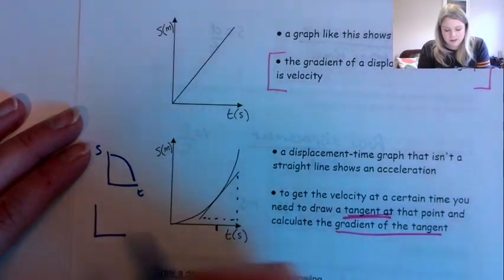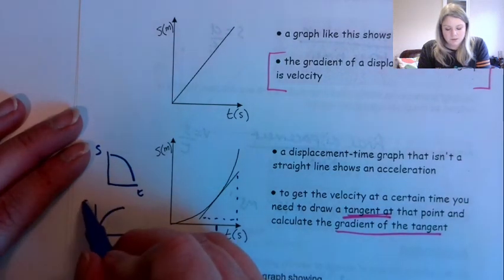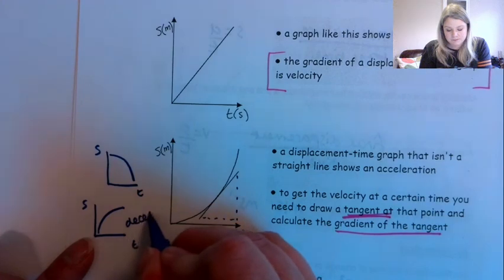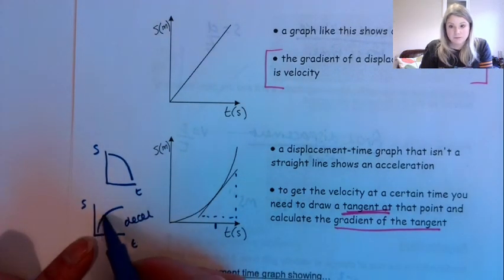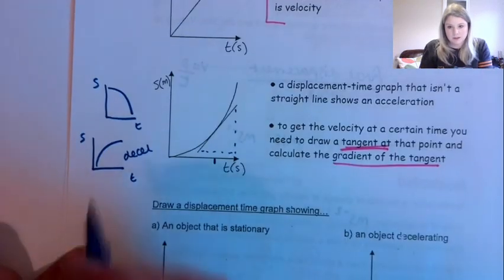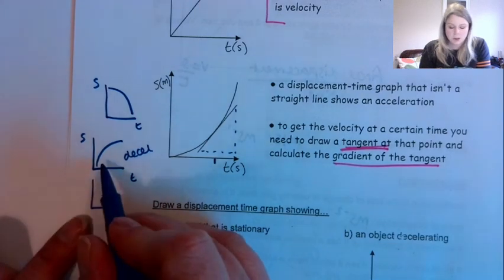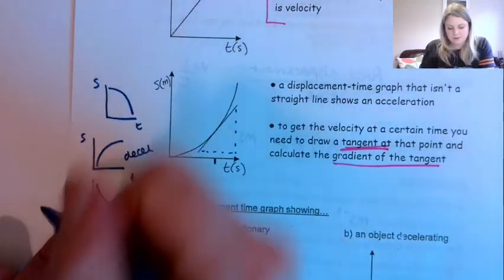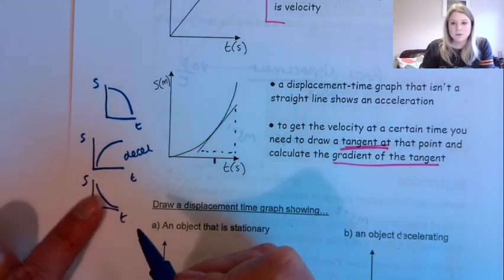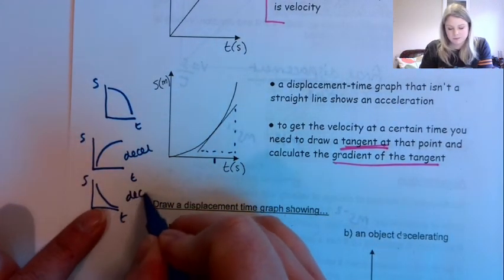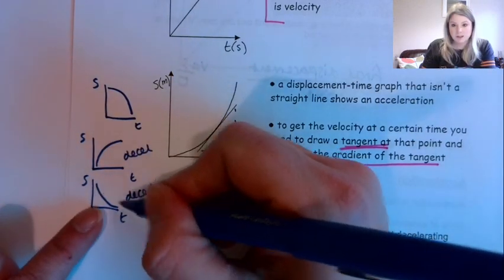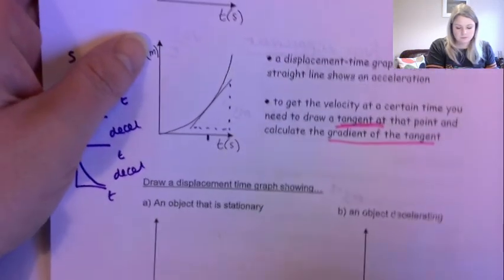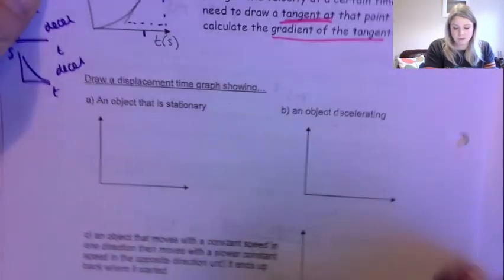One like this, if that's displacement time, would be a deceleration, right? Because it starts off steep, gets less steep. And then this one, if this was displacement time, that would also be a deceleration as well, because it starts off steeper and gets less steep. Okay, so a couple of wee questions at the bottom of this page.